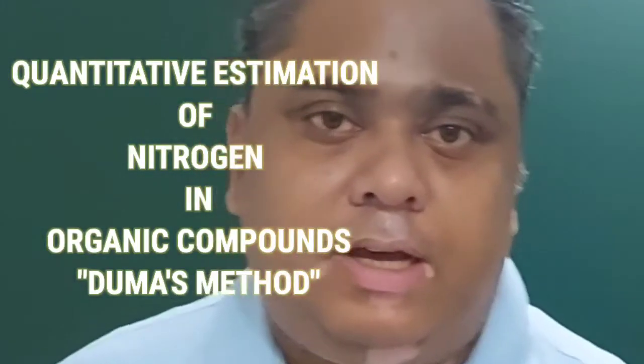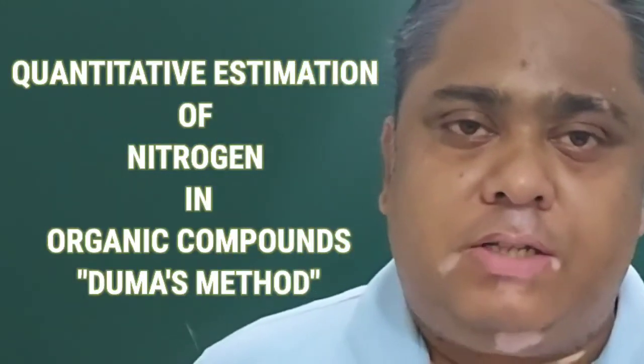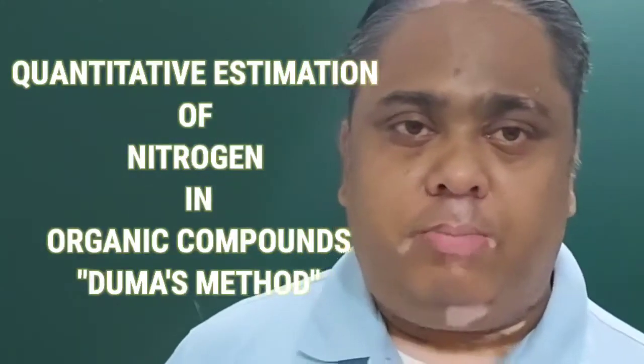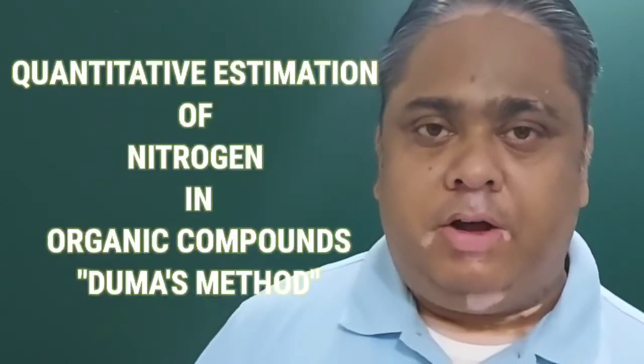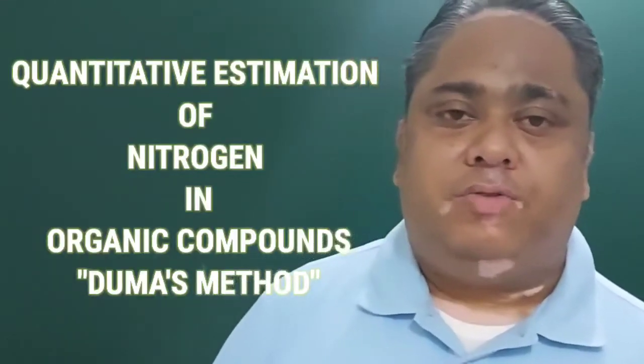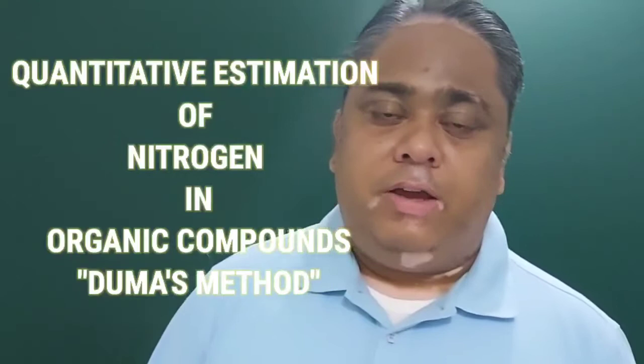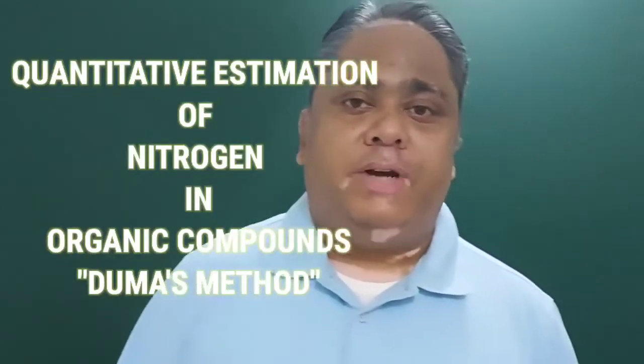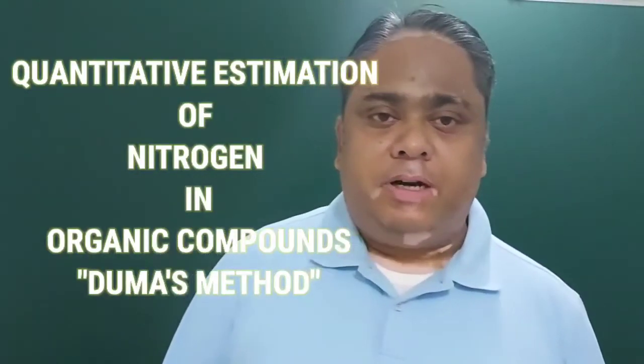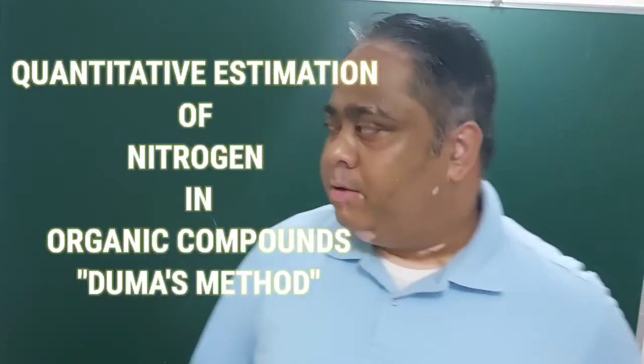Good morning, students. Our point of discussion was quantitative estimation in organic compounds, in which we have seen Liebig's method or combustion method of finding out percentage of carbon and hydrogen. Today, we will see how to find out the percentage of nitrogen by Dumas method and Kjeldahl's method. All right.